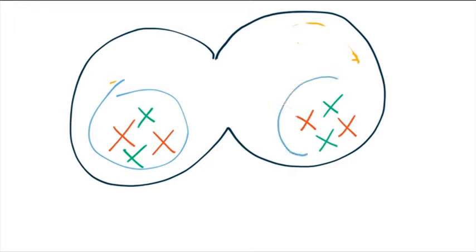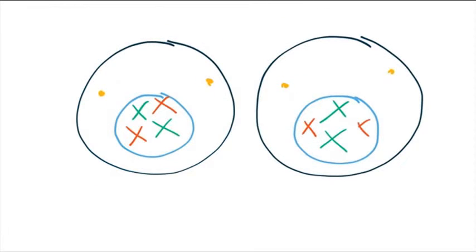In cytokinesis, we end up with 2 haploid daughter cells with 46 chromosomes each. Each cell has a random mix of chromosomes, 1 from each pair. These cells then move on to meiosis 2 without duplicating DNA.